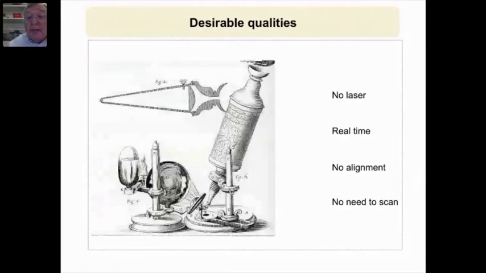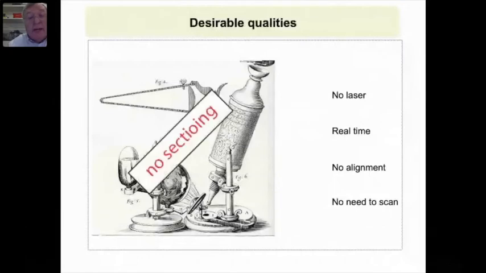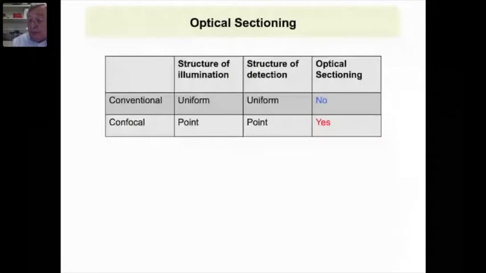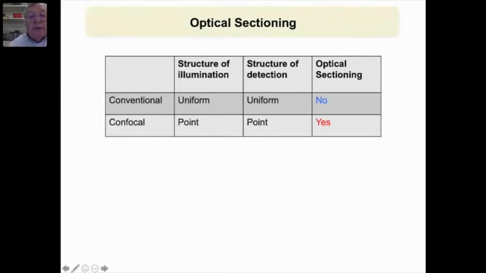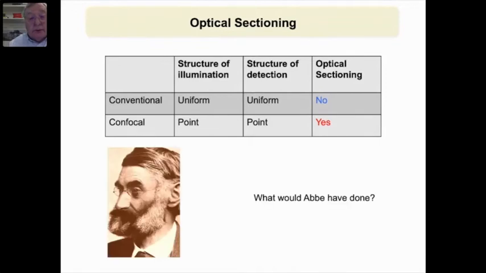So I've invented a microscope that Hooke had years and years and years ago, but it didn't have optical sectioning. So the question is, can we get optical sectioning into Hooke's old microscope? Now we know from our knowledge of confocal microscopes that the confocal microscope has a point illumination and a point detection, and it has optical sectioning. We know that the conventional microscope has uniform illumination, uniform detection, and does not have optical sectioning.